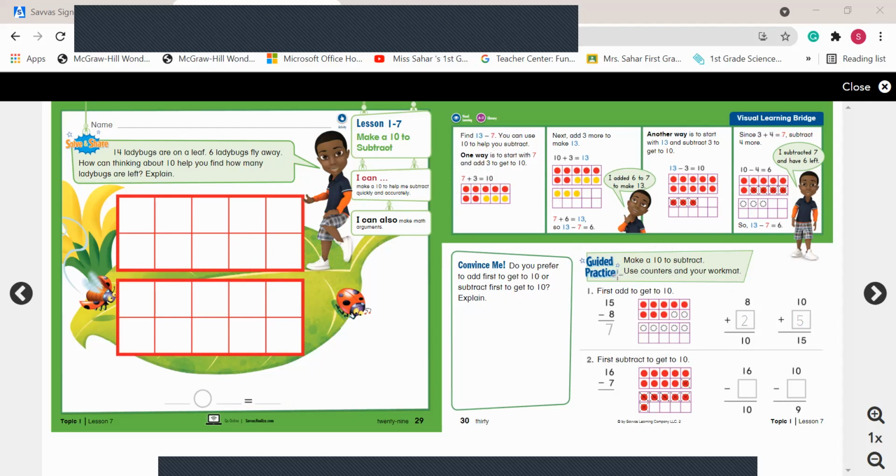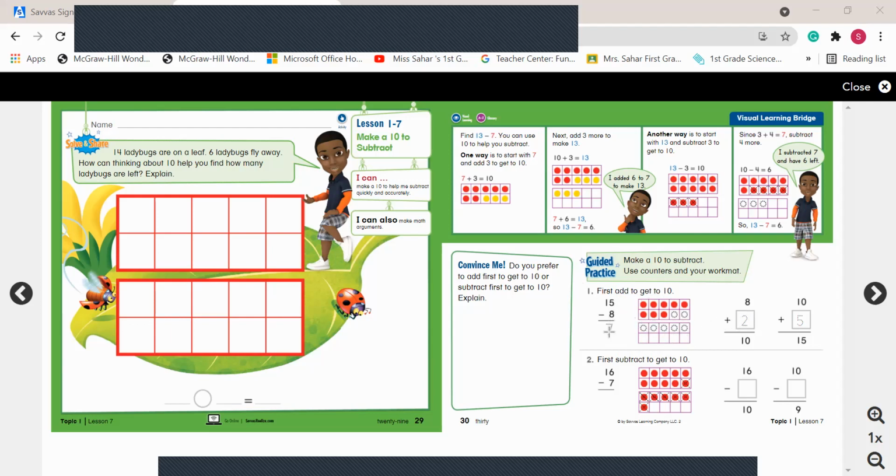All right, let's see. Guided practice. Make a 10 to subtract. Use counters and your work mat. So this is the 10 frames you have. You can use counters, or you can just color or put dots or stickers, whatever you have. So first, add to get to 10. So now you want to do it this way.